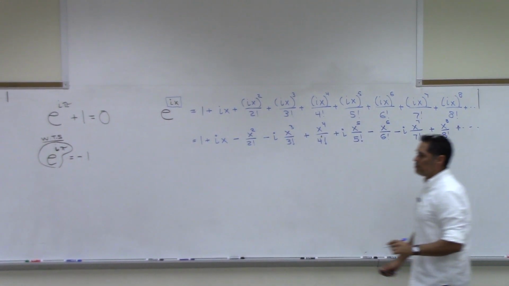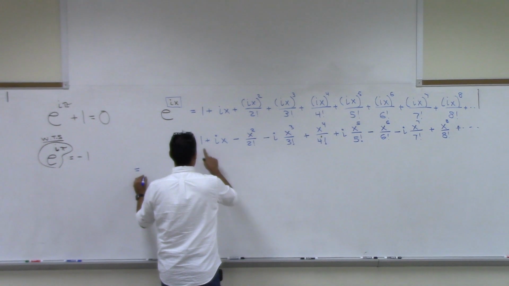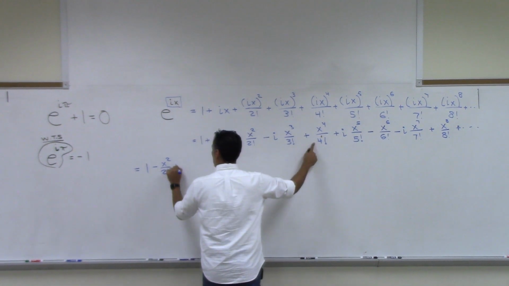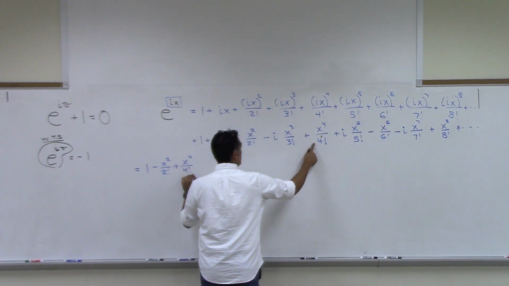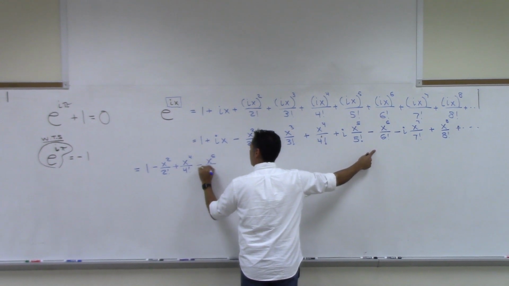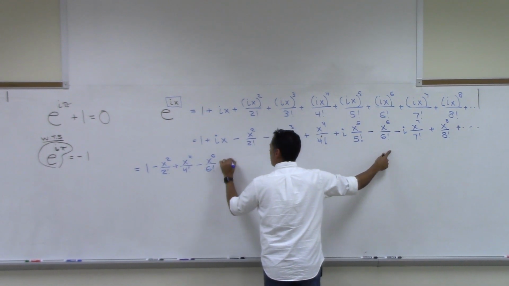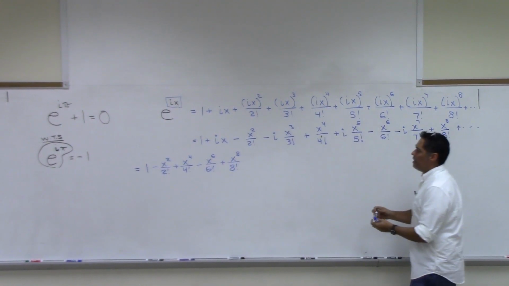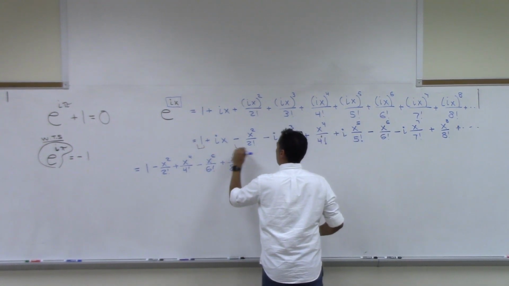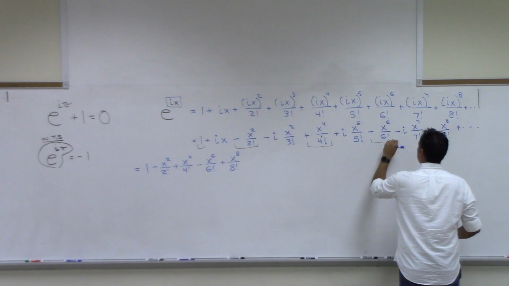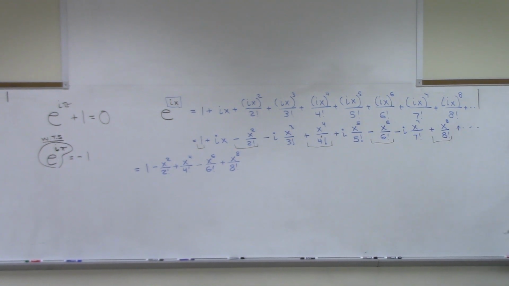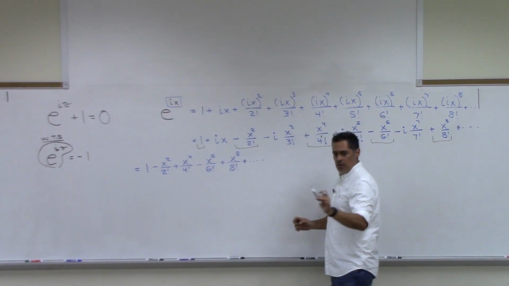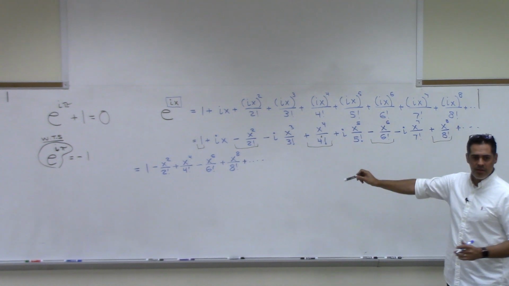All right, now what I'm going to do is rewrite this. Watch, I'm going to say 1 minus x squared over 2 factorial plus x to the 4th over 4 factorial minus x to the 6th over 6 factorial. What I'm doing right now is writing all of the terms that don't have i in them together. There's an infinite number of them, so this keeps going, plus dot, dot, dot. Is that the cosine? Yes. So y'all see that?